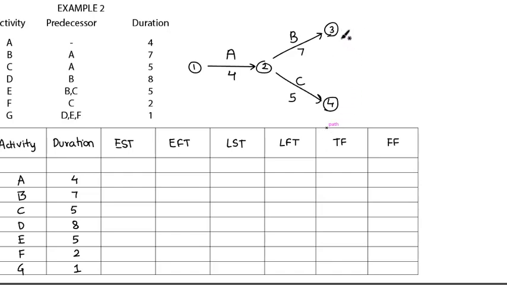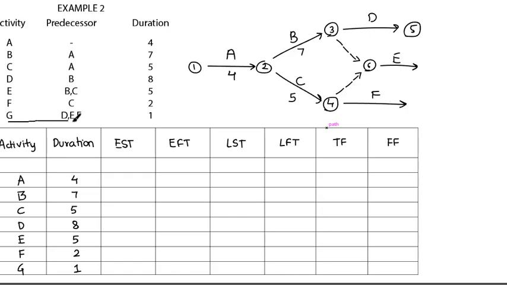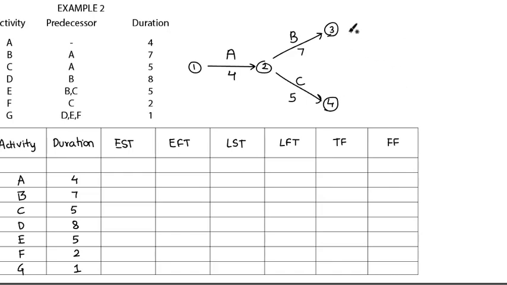Now see, D is coming from B, that is right. E is coming from B and C. So now you have to introduce two dummy activities so that B and C meet each other, and from that meeting point E will emerge, right? Now F comes from C, and G comes from D, E and F. So D, E and F are meeting at a single point. So even this diagram is wrong.